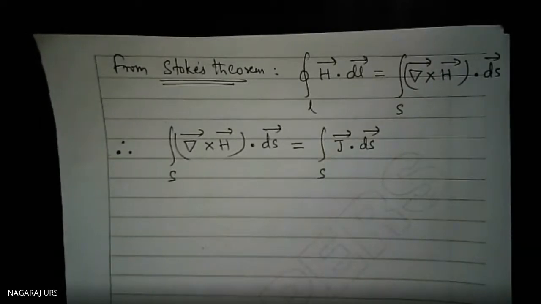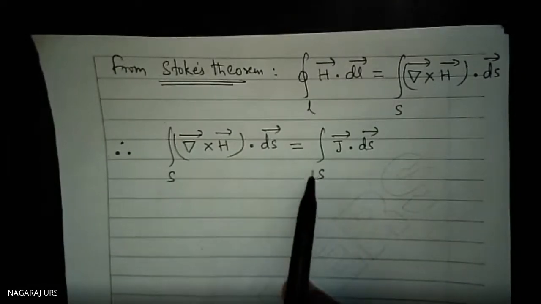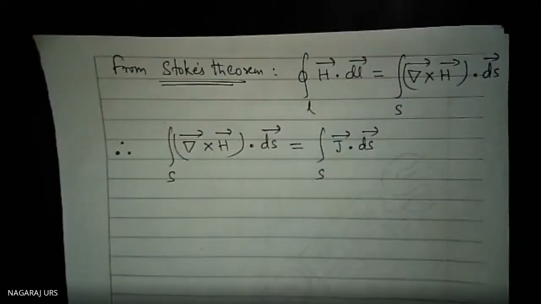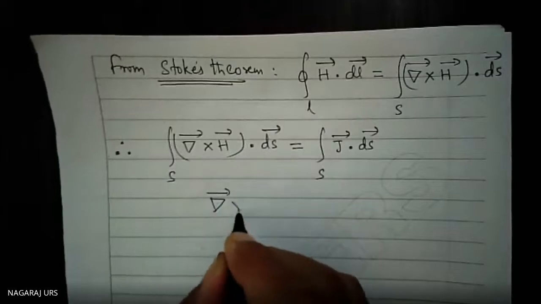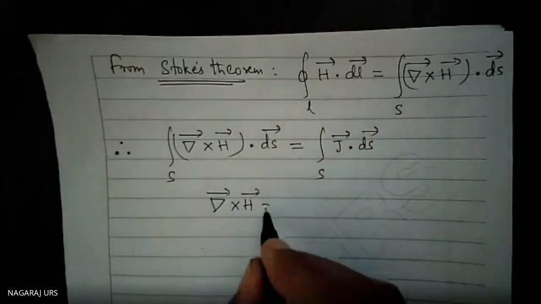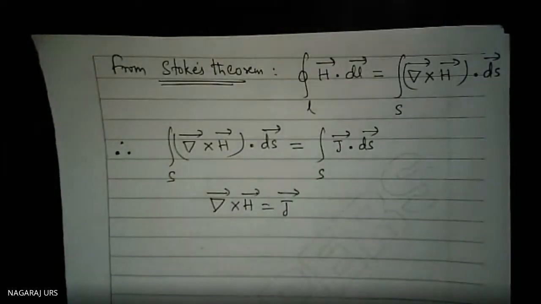Now we can equate both the sides, left hand side as well as right hand side, because both are written in the form of surface integrals. We can equate the integrands. Therefore, del cross H is equal to J. Del cross H is equal to J.